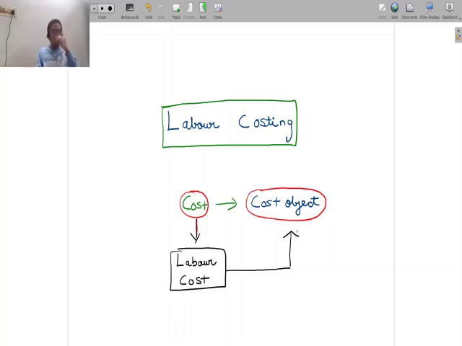So what I mean by this is, a manufacturing company may want to find out what is the labor cost involved for manufacturing one unit of the product. To get one unit of the product manufactured, what is the cost I need to pay, what is the cost I need to incur to get work done? So this means I'm finding out the labor cost for a product as a cost object.